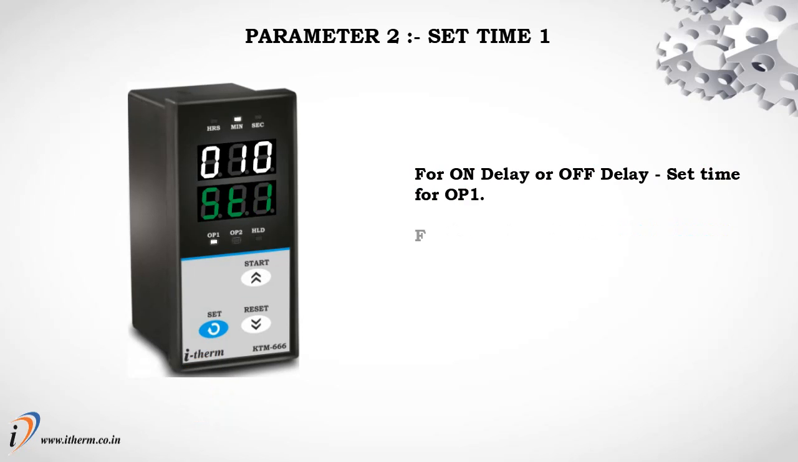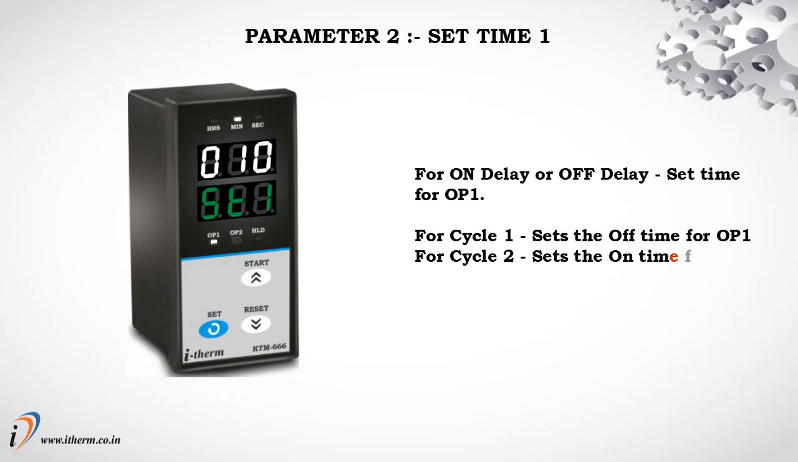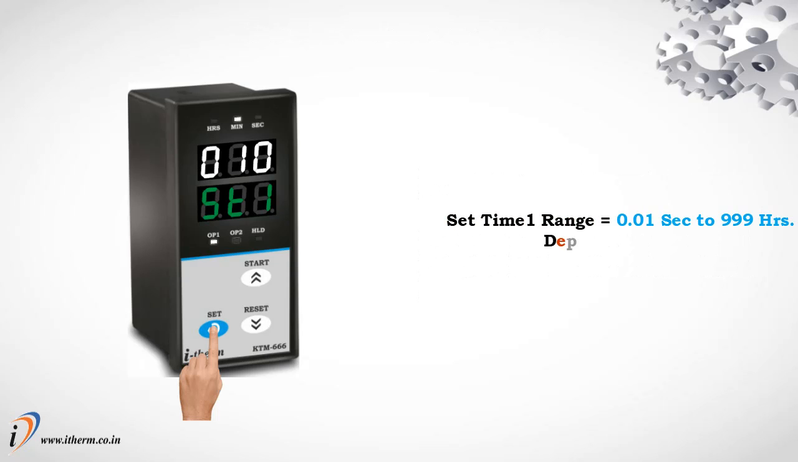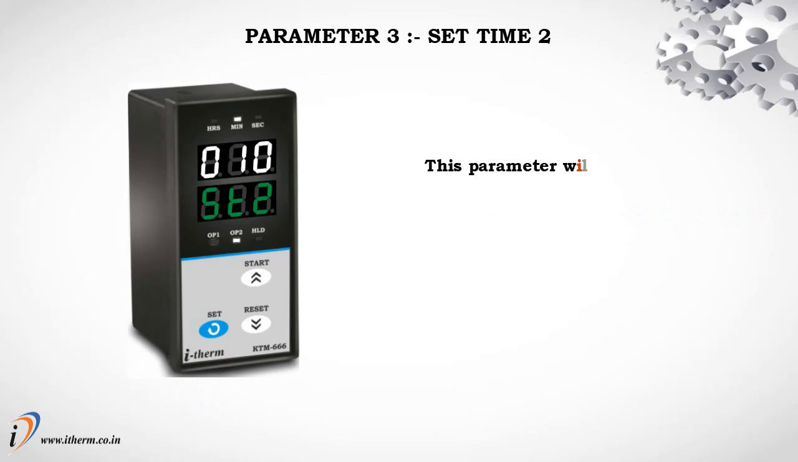Parameter 2, set time 1. For on delay or off delay, set time for output 1. For cycle 1, sets the off time for output 1. For cycle 2, sets the on time for output 1. For cycle 3, sets the forward time for output 1. Set time 1 range 0.01 seconds to 999 hours, depends on range 1.